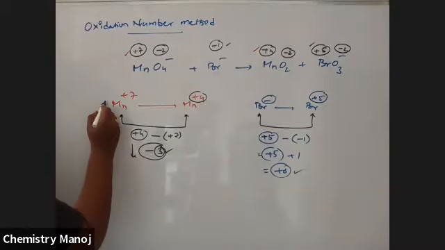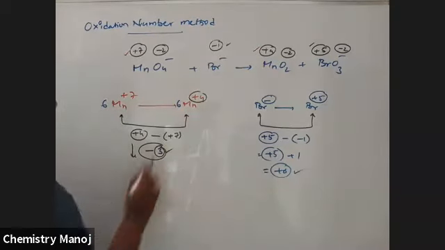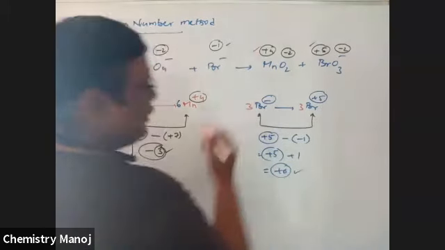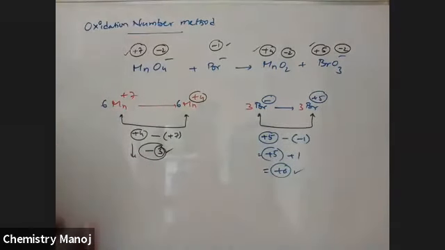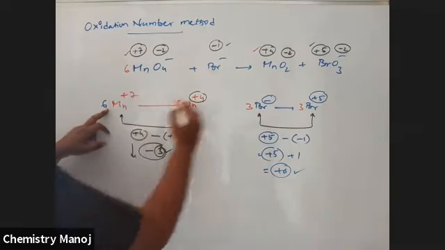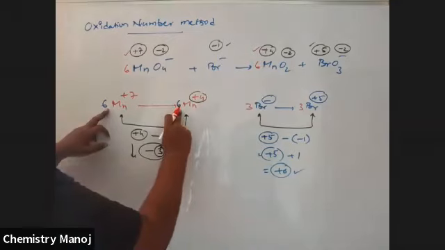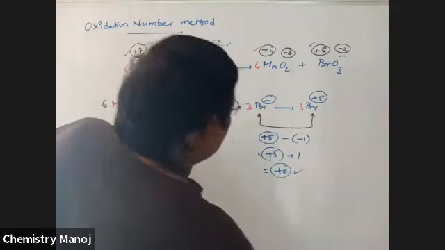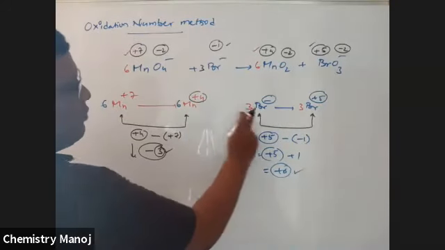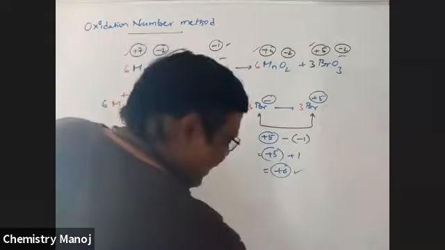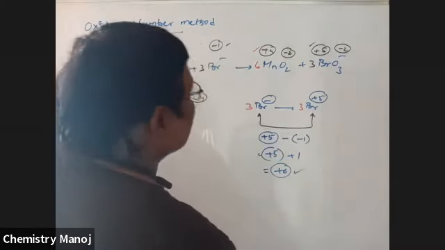Multiply with 6, it is 6. Multiply that one with 3, it is 3. Replace these values in the equation. It is 6 MnO4-, 6 MnO2. Next, here it is 3 Br-, 3 BrO3-. Now the atoms are going to be balanced. Now balance oxygen.